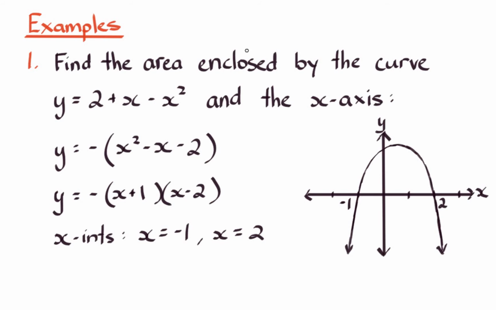And so the area that is enclosed by the curve and the x-axis is in here. And how do we work out this area? Well, we take the definite integral of the function. We now know the limits of our integral are minus 1 and 2. And in integrating our function, what we'll write here is what we saw originally. This will be easier for us to integrate rather than the factorized version. So 2 plus x minus x squared.